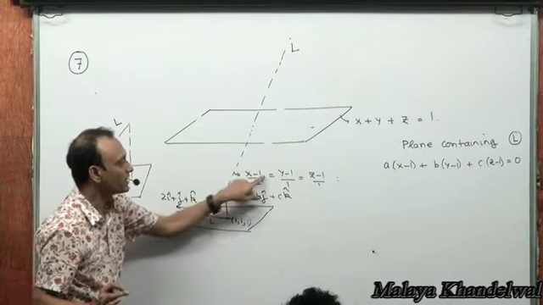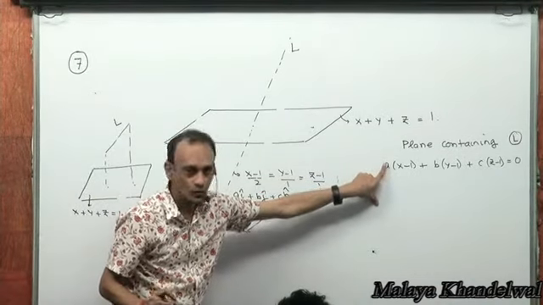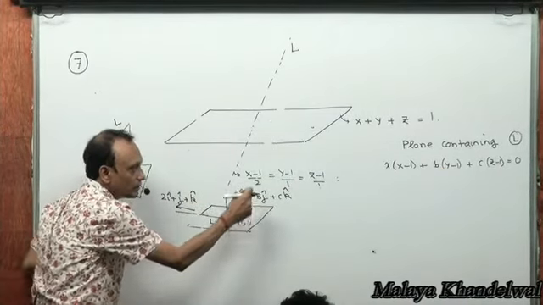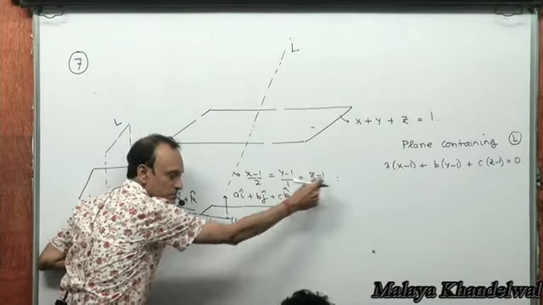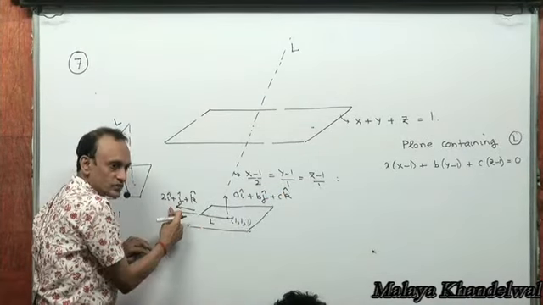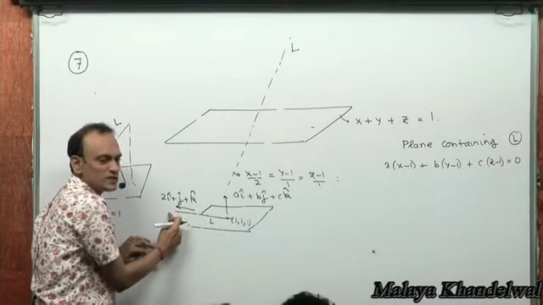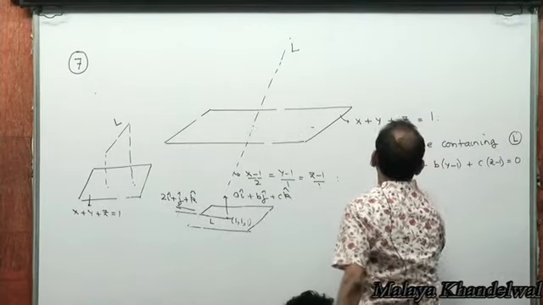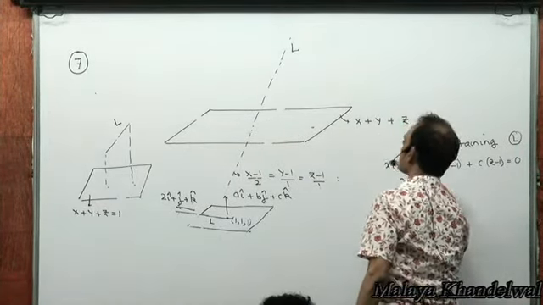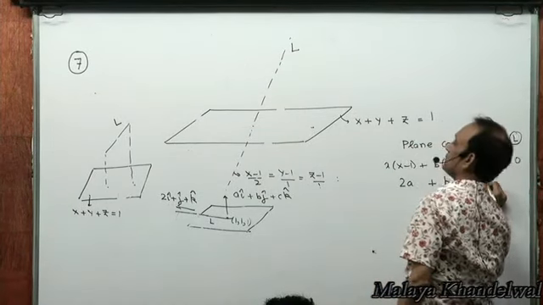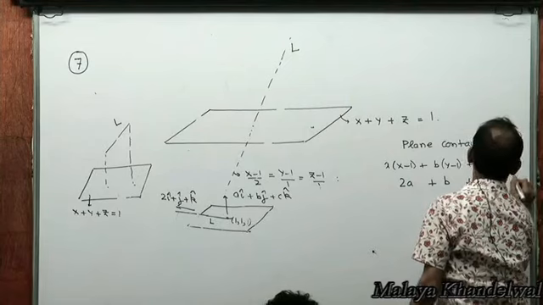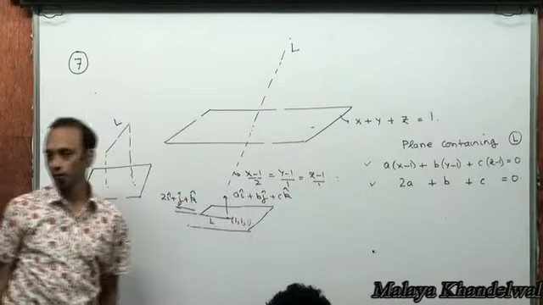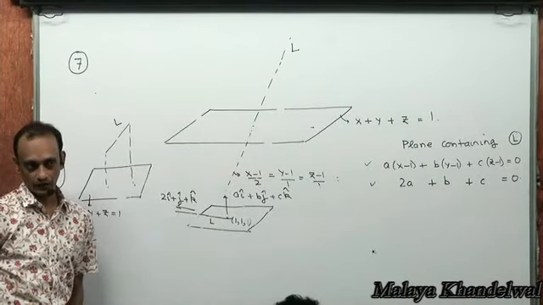That means that plane will pass through 1, 1, 1 and therefore that's its formation. Or normal to the plane is A i cap plus B j cap plus C k cap. This line L lies on this plane. A vector along this line is 2i cap plus j cap plus k cap. So this vector is perpendicular to this vector, meaning this dot this must be zero. Right? That means if this dot this is zero, then 2A plus B plus C must be zero. Right? Yes or no? Clear?